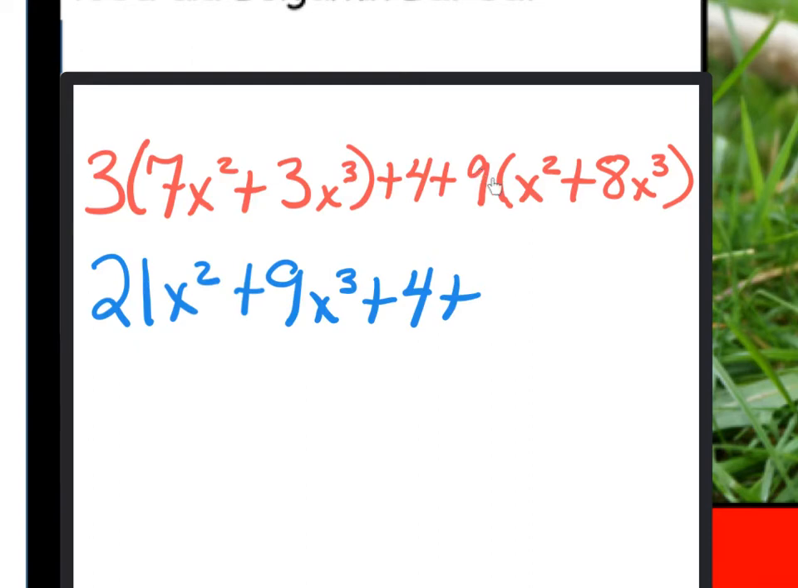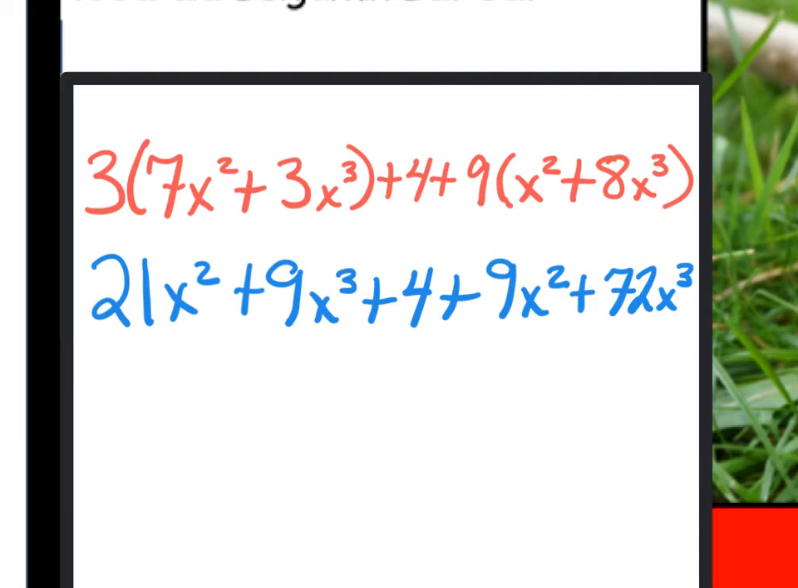Now the 9 I've got to distribute again, right? So 9 times 1, because there's 1x squared, will give me 9. So I'm going to go 9x squared plus, and then I'll continue distributing this 9 across to the 8. And 9 times 8 will give you 72. So it's 72, and these are x cubes. And that right there, 21x squared plus 9x cubed plus 4 plus 9x squared plus 72x cubed. That's our next step.